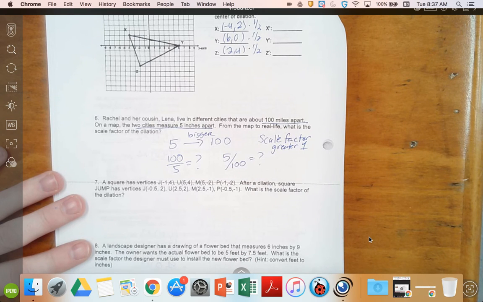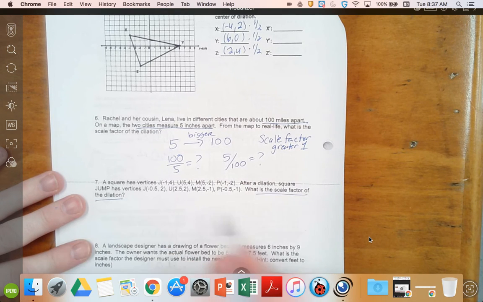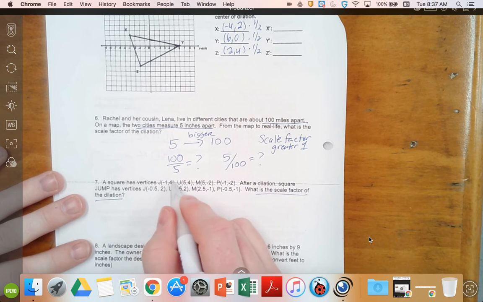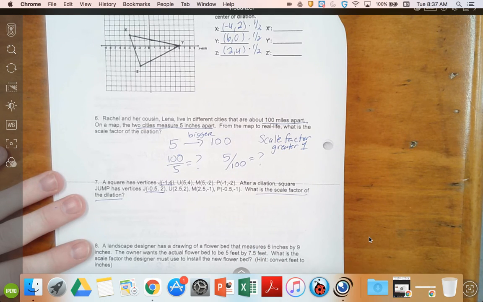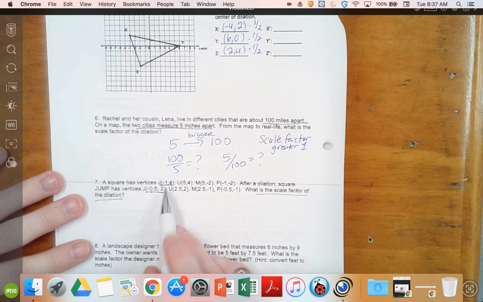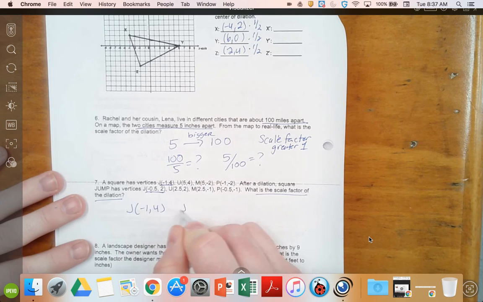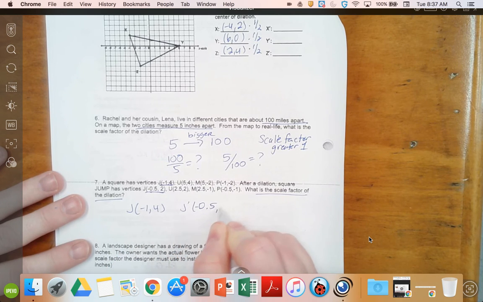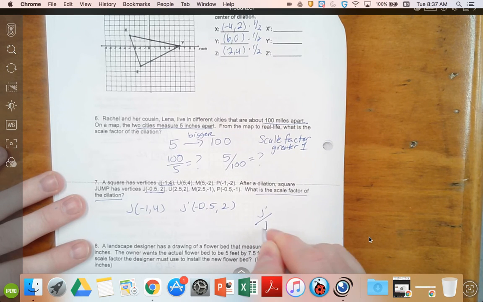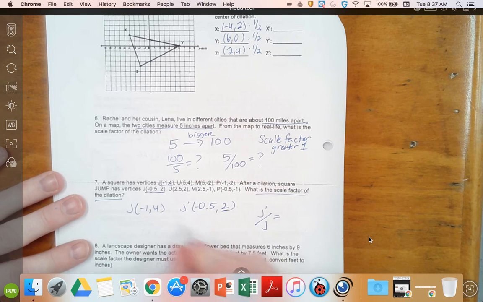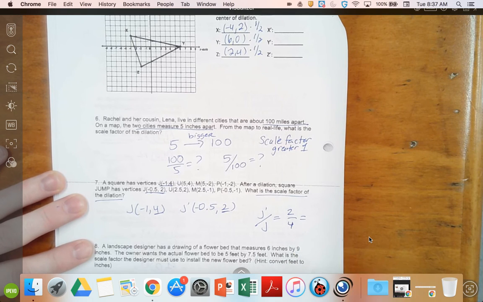Same thing here. What is the scale factor? I'm going from this point here to those. So I have J, which is at 1, 4. I have J prime, which is at 0.5, 2. Remember, it's going to be J prime divided by J. Just pick one of these points. 2 divided by 4. Tell me what that scale factor is.